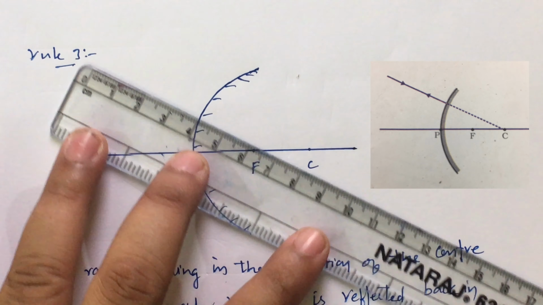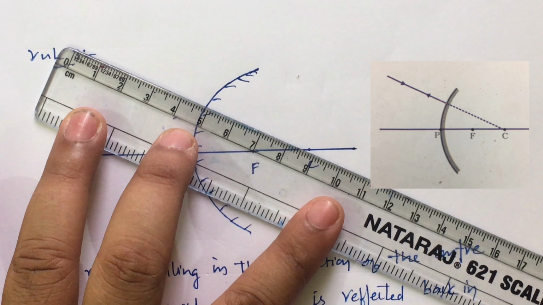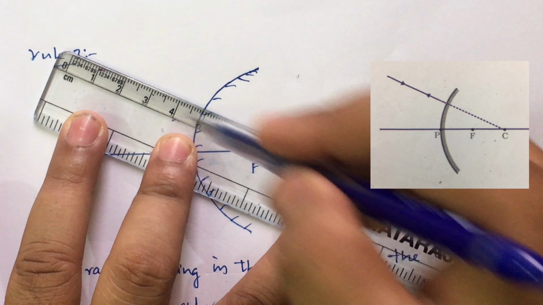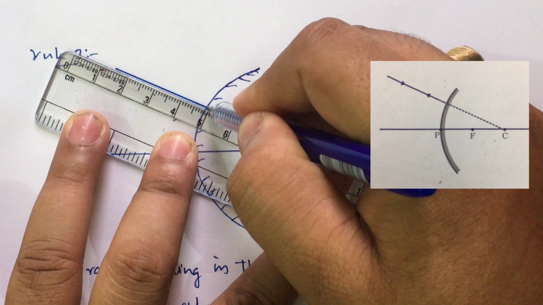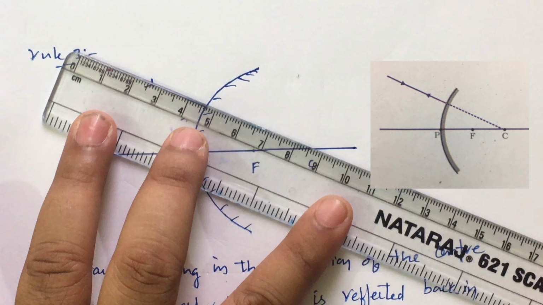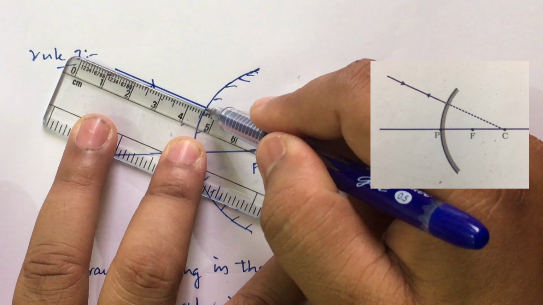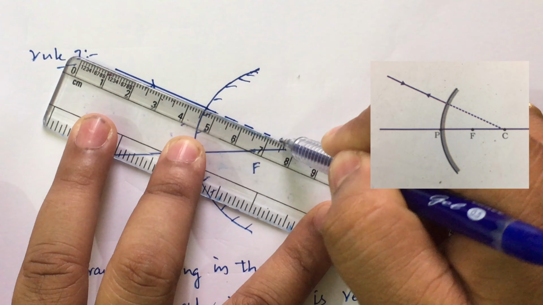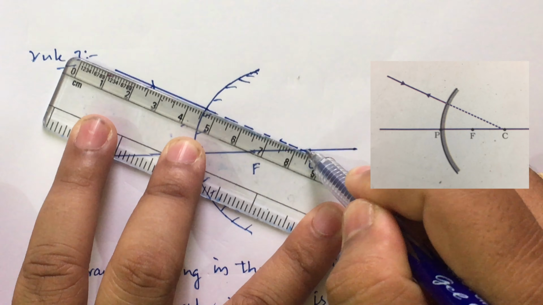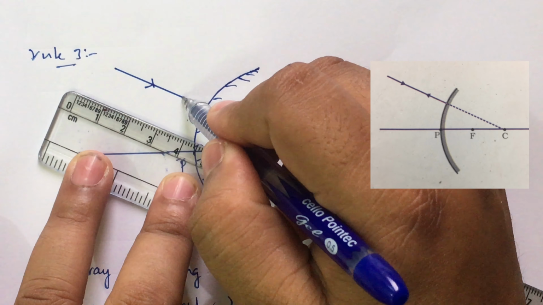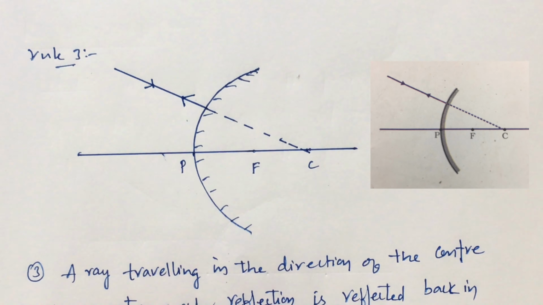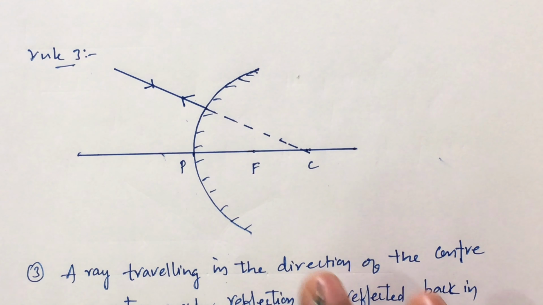So what does rule number 3 say? Rule number 3 says that a light ray traveling in the direction of the center of curvature. Children, the light ray is traveling in the direction of the center of curvature. So this is how it travels. In the direction of the center of curvature, it reflects back again in the same opposite direction.